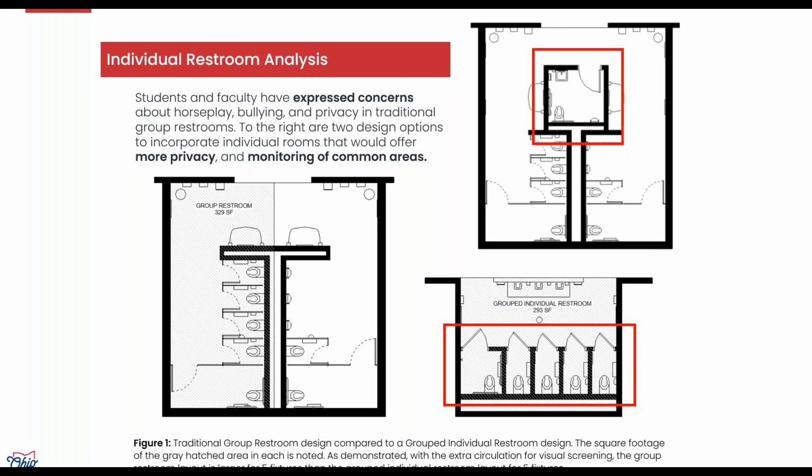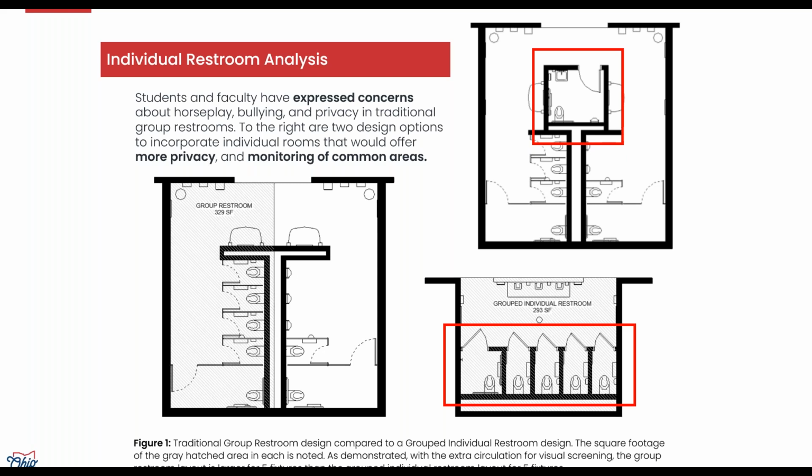After evaluating the square footage, it was determined that the grouped individual restrooms were less square feet, but of course, there was a cost associated with that. So at the time we are master planning a district, we are going to let our district tell us: are they wanting to stay with the group restrooms and maybe have one individual, like the top image shows, or do they want to go to a grouped individual restroom?